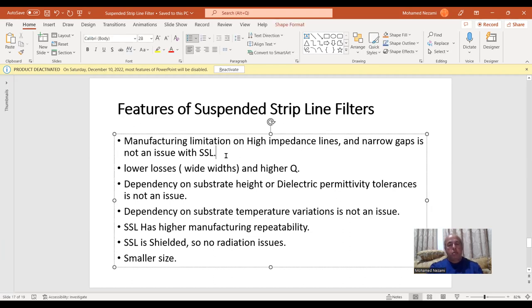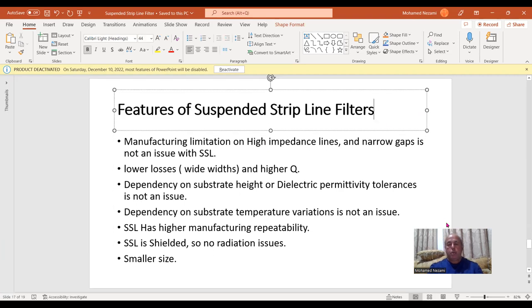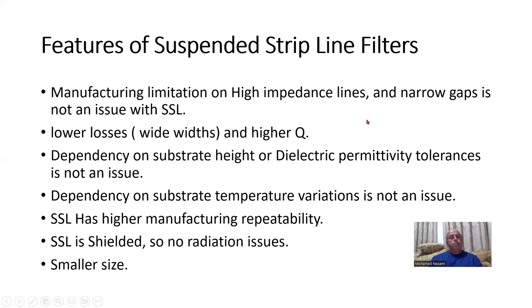First of all, like I mentioned, manufacturing advantages, where the manufacturing limitations on high impedance lines and narrow gaps is not really an issue with this technology, okay? And there are, of course, lower losses, higher Q, like we have shown, just because the lines are wider. There is no radiation losses. The radiation is all contained within the channel. And of course, the most significant one is that the E field propagates in air almost totally, not in the substrate. So you end up with much higher Q than you would get with a microstrip line or strip line.